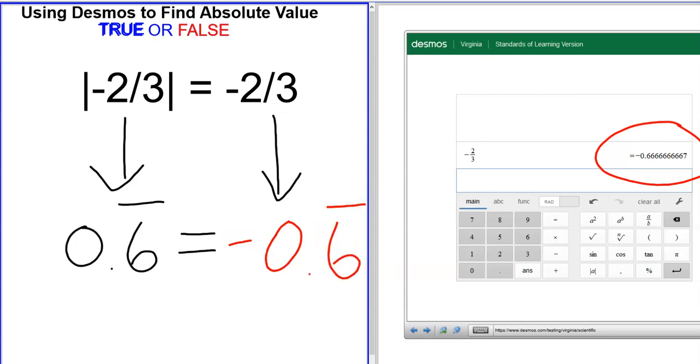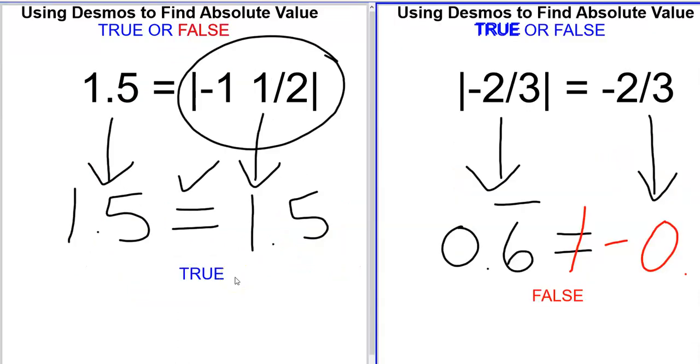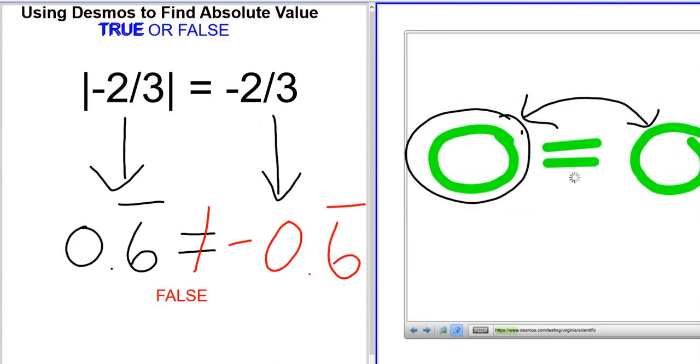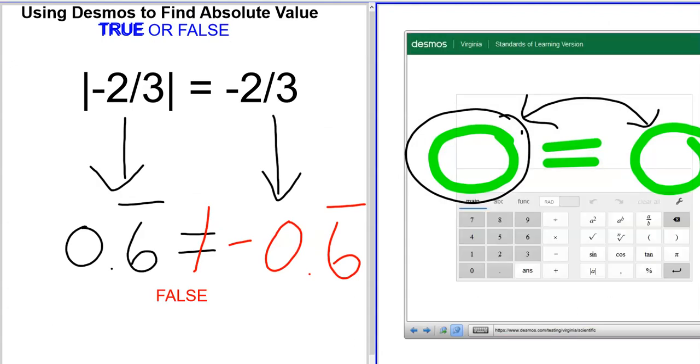They may have the same absolute value, but they are not the same value. So these are not the same. So I can determine that this is false. And it's false because we have a negative number being compared to a positive number. And again, they are similar in that they have the same absolute value, but they're not the actual same number.